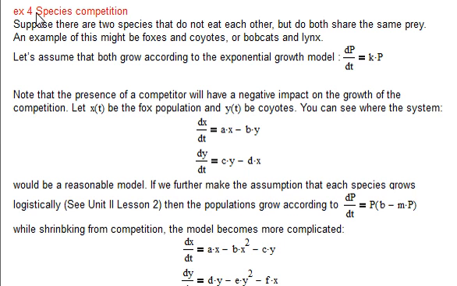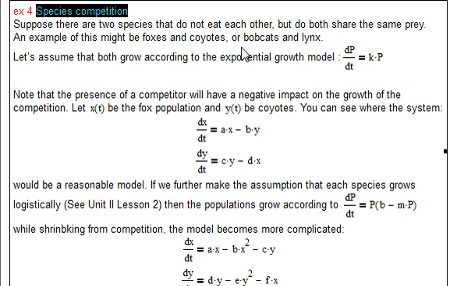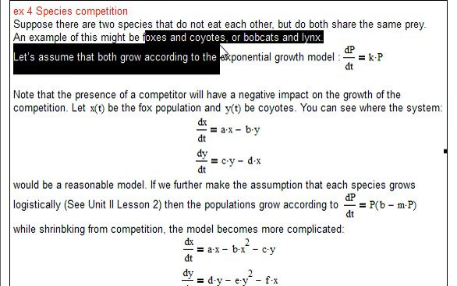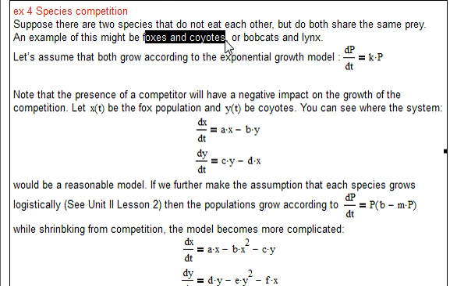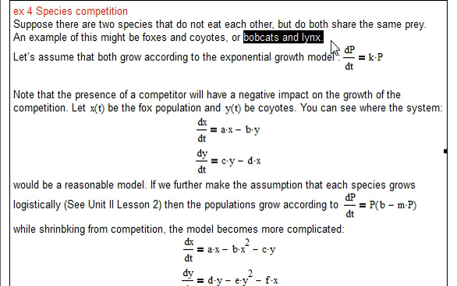Well, another model that would generate a system of differential equations would be species competition. And this would be the way animals behave if they're competing for the same prey. For example, if there are two species that don't eat each other, but they share the prey, like foxes and coyotes, all eating rabbits, or bobcats and lynx, all eating, I hate to pick on rabbits, but it seems like rabbits. Or it could be rabbits and groundhogs eating the same prey.